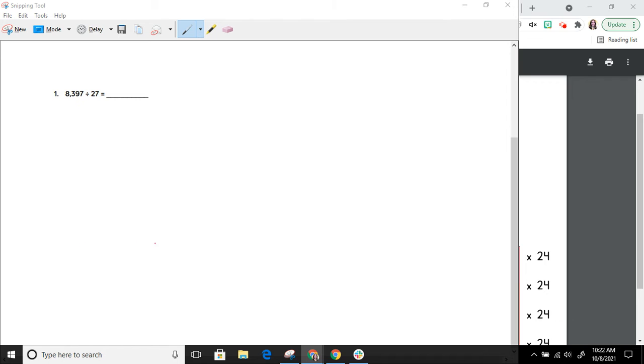So we're going to look at our divisor, which is 27, and we are going to write down our multiplication facts for 27. Now we're not going to write them out from 1 through 100. We're going to pull out the simple ones that we can do mentally. You can use these numbers for all the other problems as well.